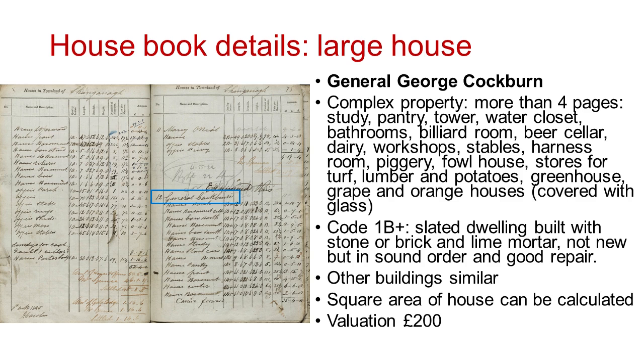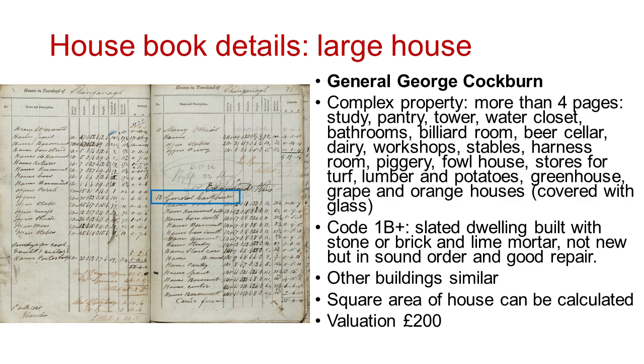It had a study, pantry, tower. Now it had other things as well. These were just bits of the building that they recorded because they were measuring them separately. Water closet, bathrooms, billiard room, beer cellar, no mention of wine. Dairy, workshop, stables, harness room, piggery, fowl house, stores for turf, lumber and potatoes. A greenhouse, grape and orange houses, no less. Some of which were heated with stoves. And it specified that they were covered with glass.